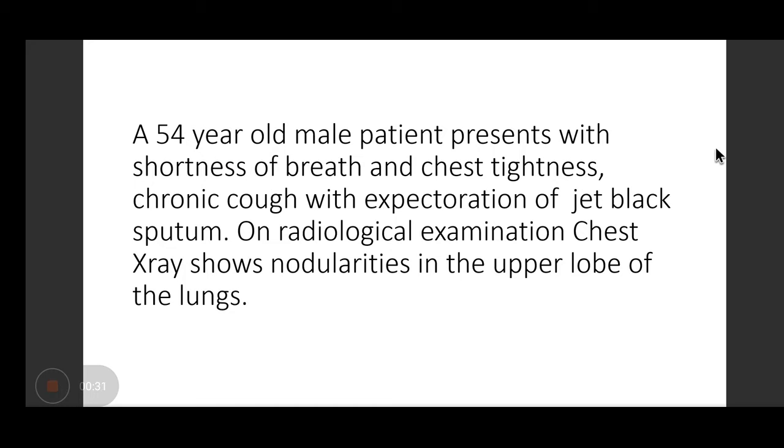Coal workers' pneumoconiosis. Okay. So first there is shortness of breath and chest tightness. There is chronic cough with expectoration of jet black sputum. Radiological examination of chest X-ray shows nodularities in the upper lobe of the lungs.